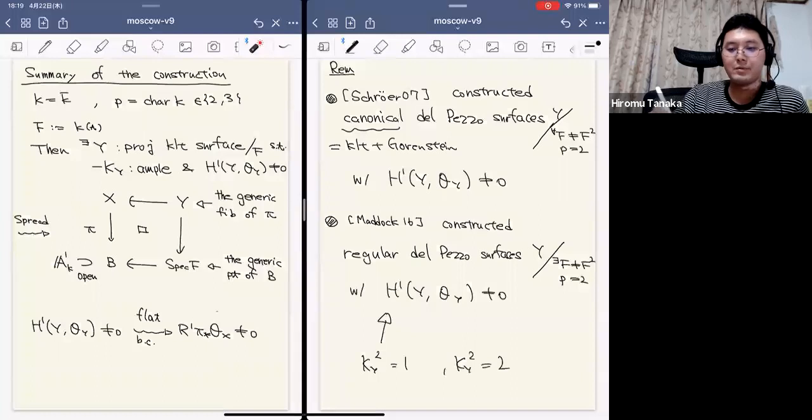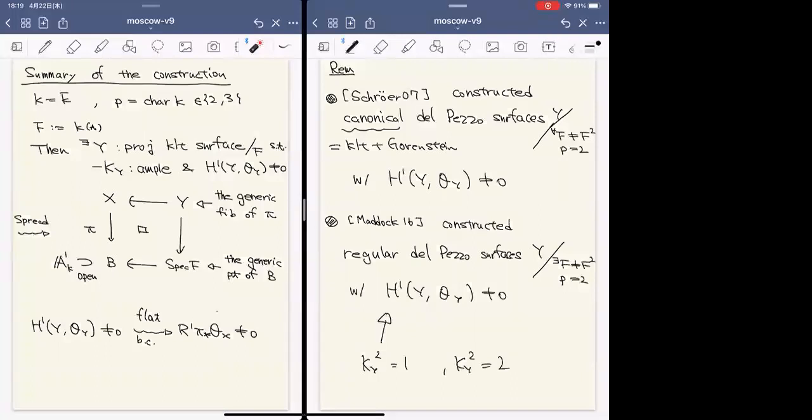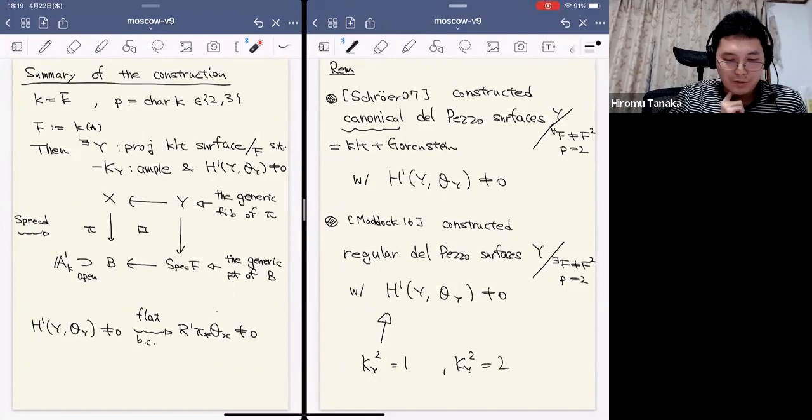And in your example? In this example, minus K is not ample, so I think it should be fractional. I do not remember whether I have confused it or not. Sorry. Okay, thanks.